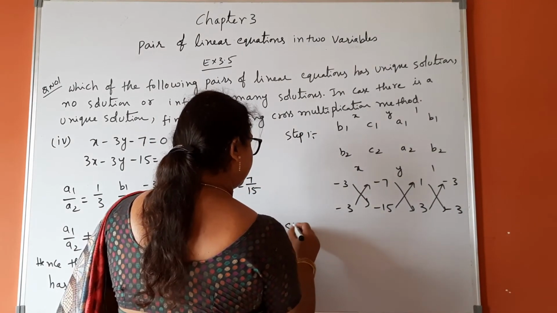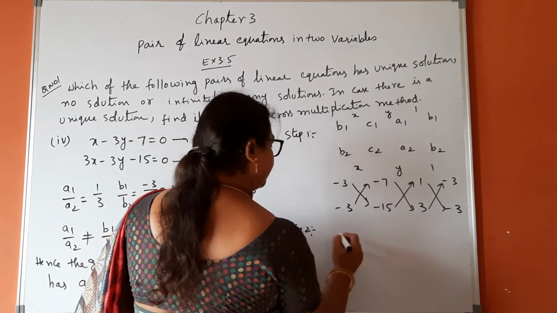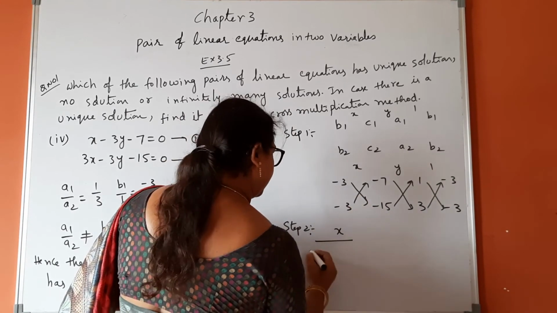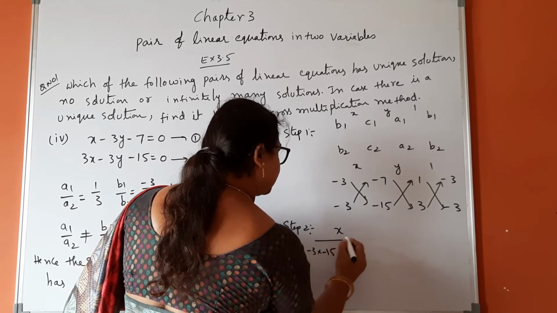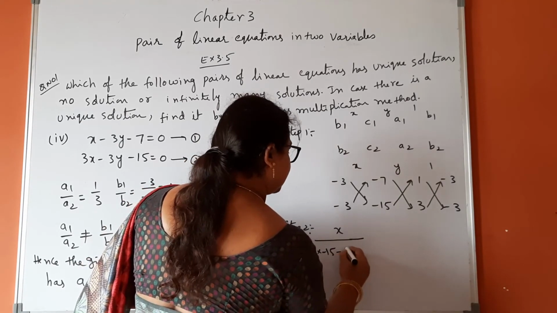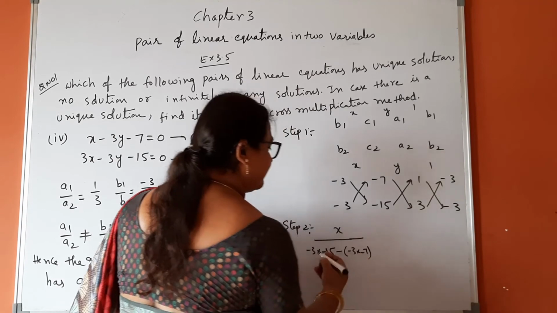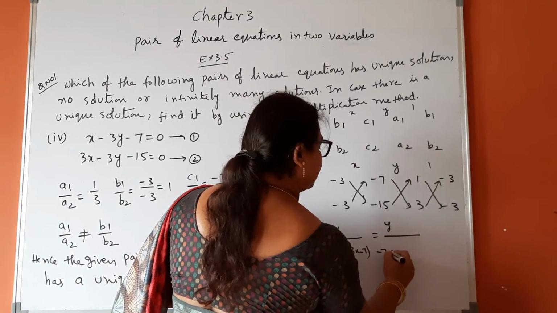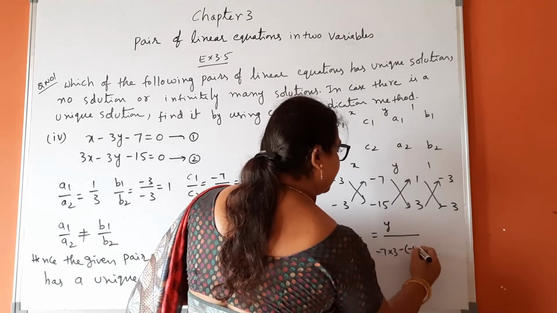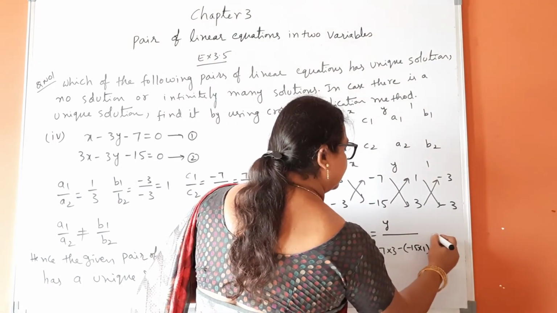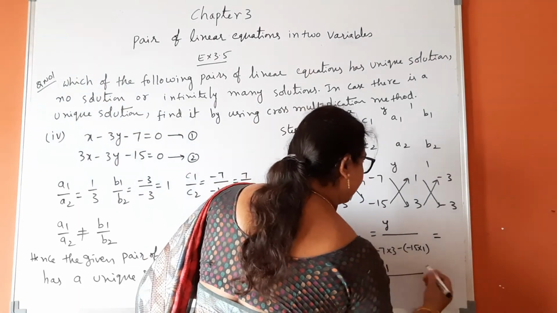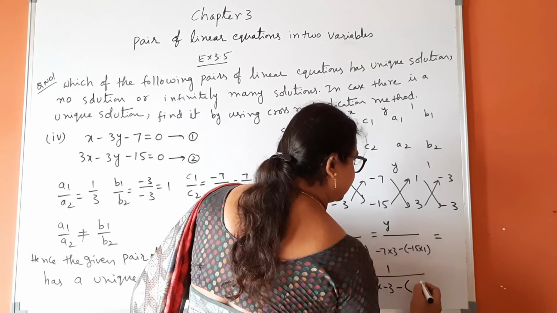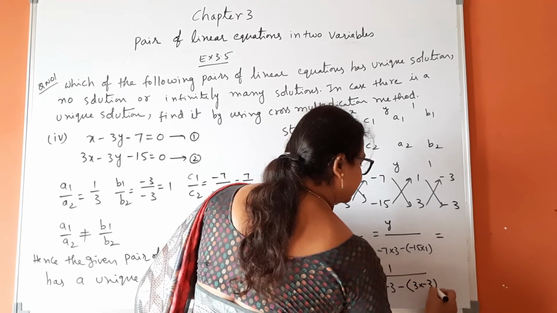So step 2, x by minus 3 into minus 15 minus 3 into minus 7 is equal to y by minus 7 into 3 minus 15 into 1 is equal to 1 by 1 into minus 3 minus 3 into minus 3.